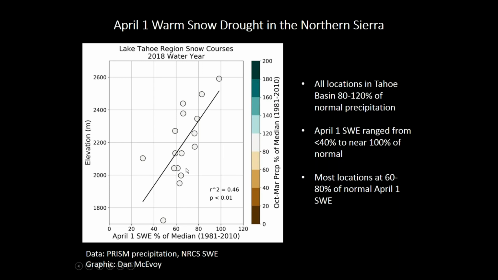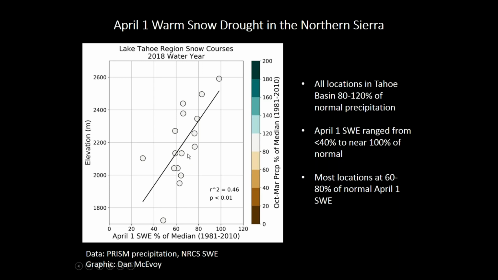You'll notice all the dots are in that white color, indicating that in the region, the precipitation wasn't too far from average one way or another, somewhere between 80 and 120% of normal precipitation from October through March. Yet there's a big gradient in the snow water equivalent, with the lower elevation stations below 60%. Most of the stations were sort of in between the 60 to 80% of normal April 1 snowpack, but a lot of them were less than 70%.